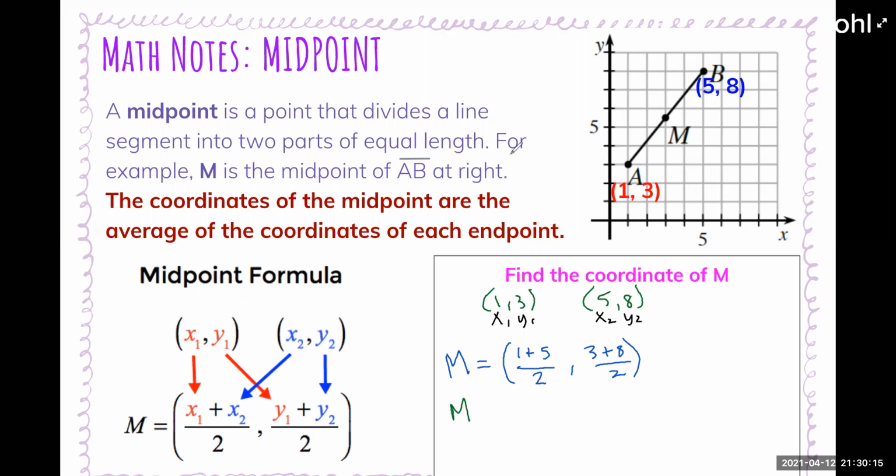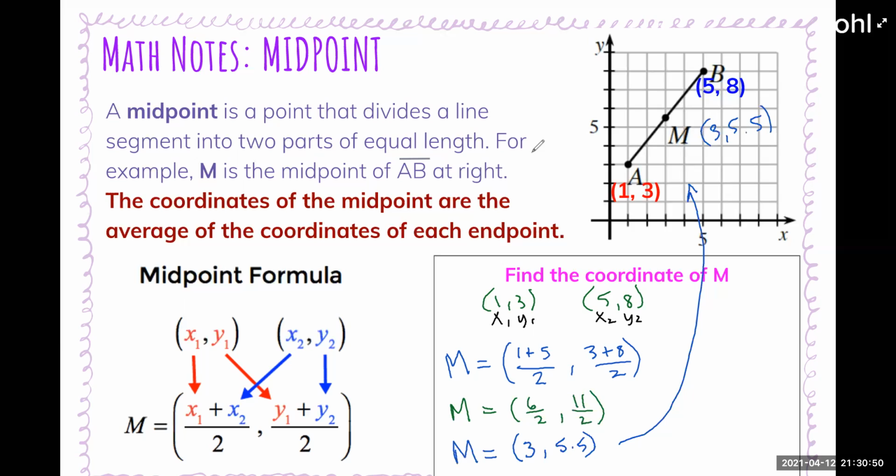So we're going to have M, which is equal to 1 plus 5 is 6 divided by 2, comma, 3 plus 8 is 11 divided by 2. And then one more step to go. And finally, we have that our midpoint M is at 6 divided by 2 is 3, and 11 divided by 2 is 5.5. So the coordinates of this point up here on the graph are at 3, comma 5.5.